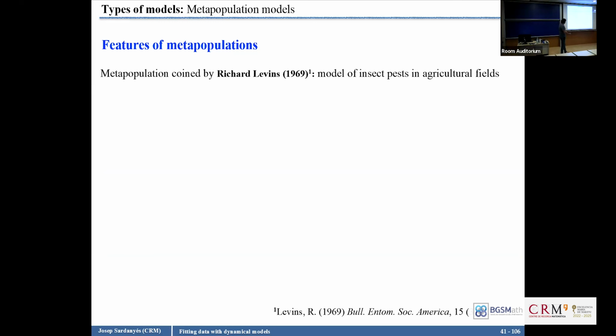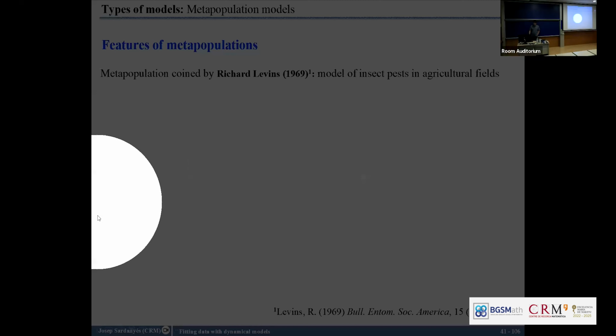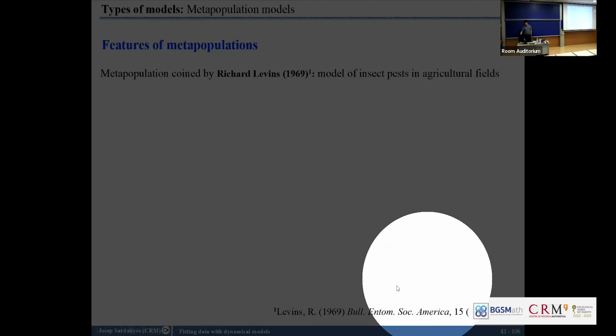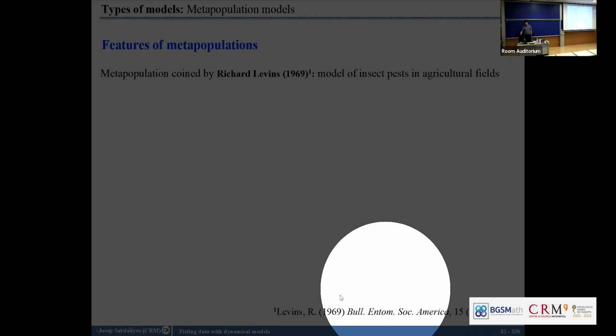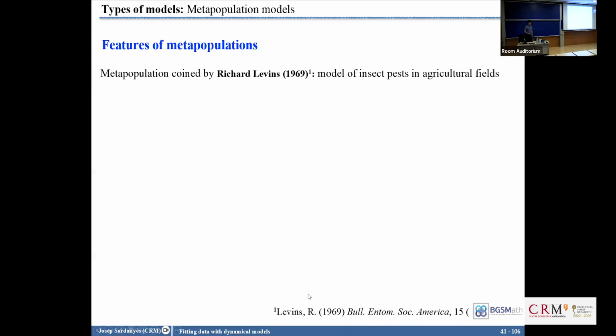So the metapopulation concept was coined by Richard Levins. This is the famous Levins model, and he used it to model populations of insects in the field, the model of insect pests in these fields. This is a very old paper. You will see that the model is very simple. Actually, the model will be very familiar to you.